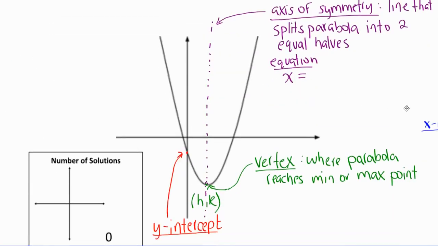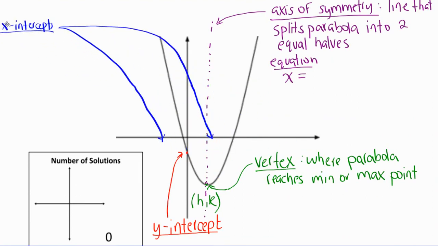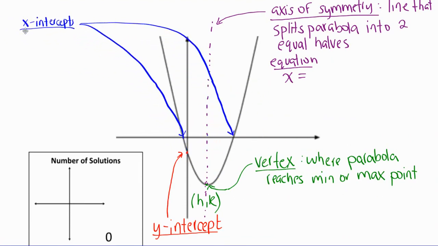One more thing I'd like you to put on this sheet is our x-intercepts. Our x-intercepts are where our graph crosses the x-axis, where our parabola crosses the x-axis. So please get that put in there.